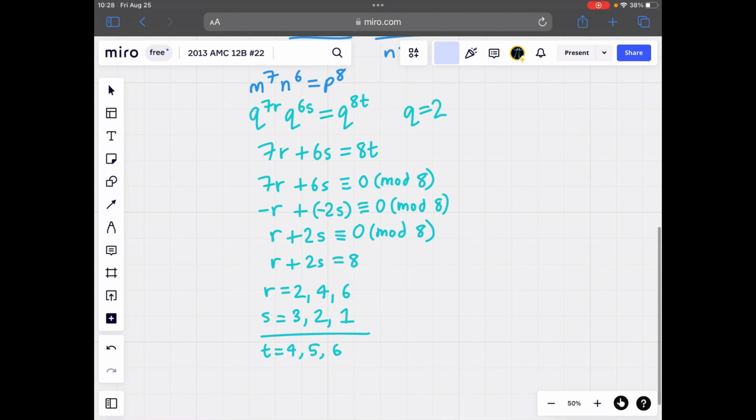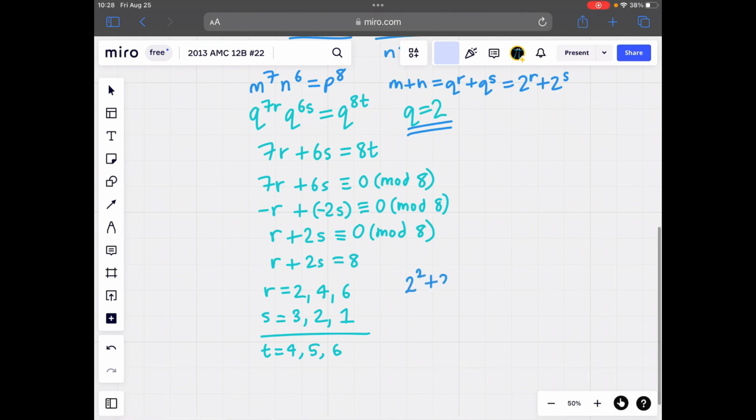Now we wanted to find the smallest possible value of m plus n. And we define m as q to the r and n as q to the s. So m plus n is just q to the r plus q to the s. And to minimize this, we chose q equals 2. So that's just 2 to the r plus 2 to the s. So now it's just left to see which one of these r-s combinations gives us the least value for 2 to the r plus 2 to the s.